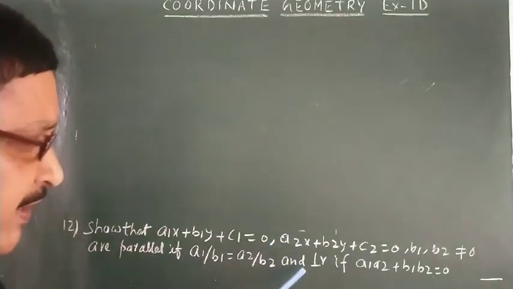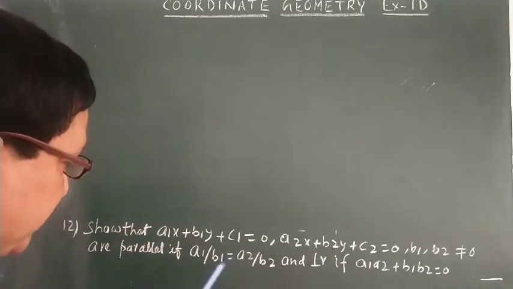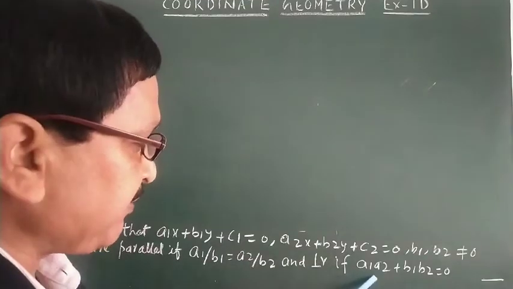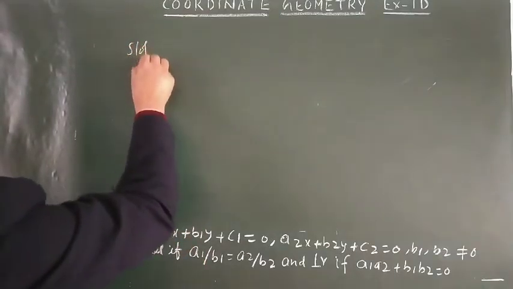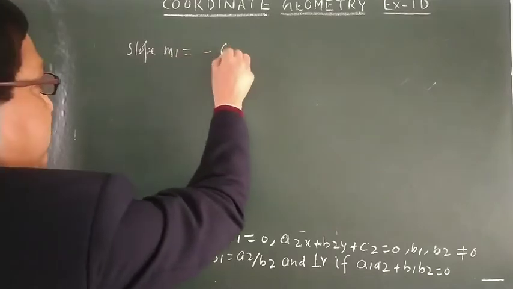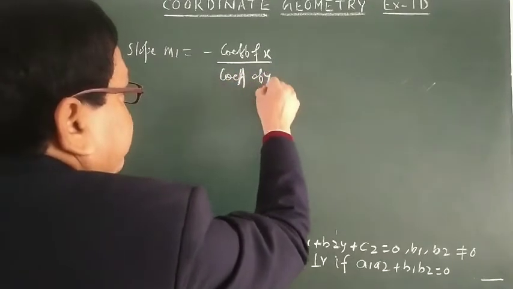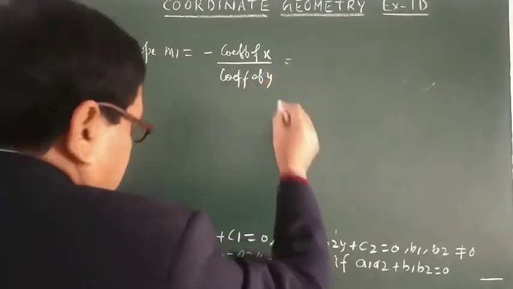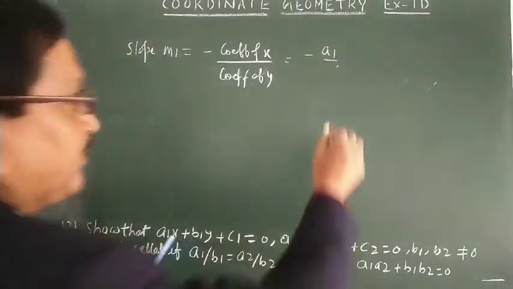The next problem is, if the two lines are given where b1, b2 are not 0, for parallel, the two lines will be parallel if a1 by b1 is equal to a2 by b2, and these two lines are perpendicular if a1 a2 plus b1 b2 is 0. Now we are going to find out the slope of the first line. Slope m1, negative of coefficient of x by coefficient of y. So the coefficient of x is a1, minus a1 by coefficient of y which is b1.